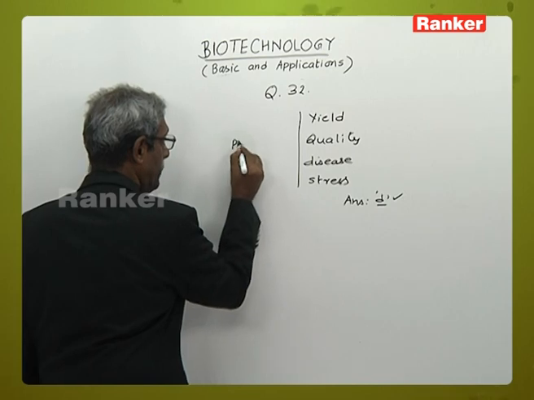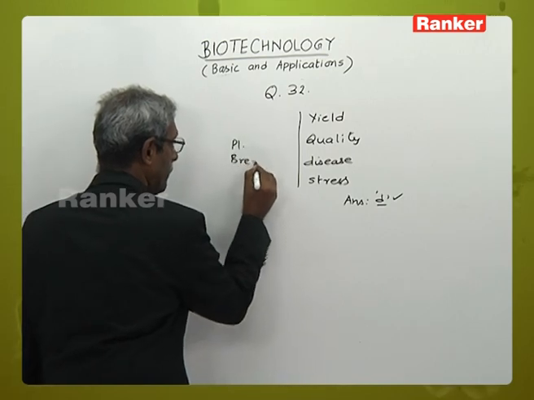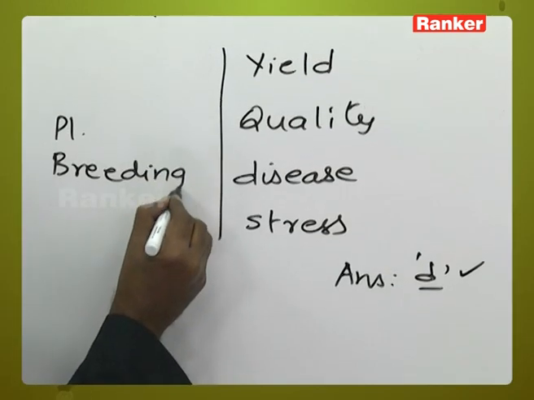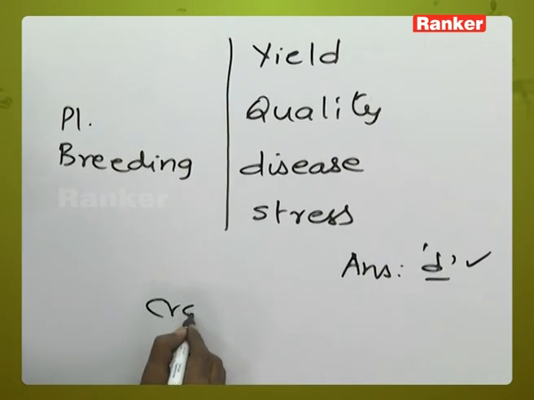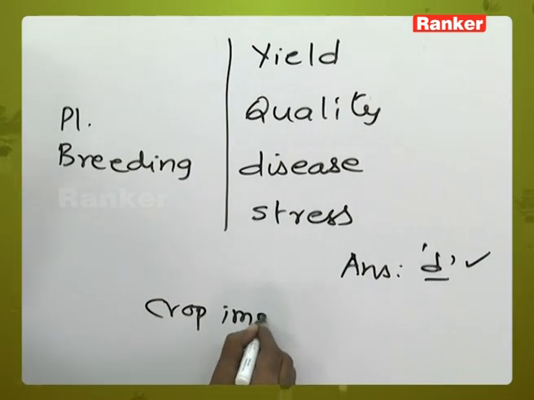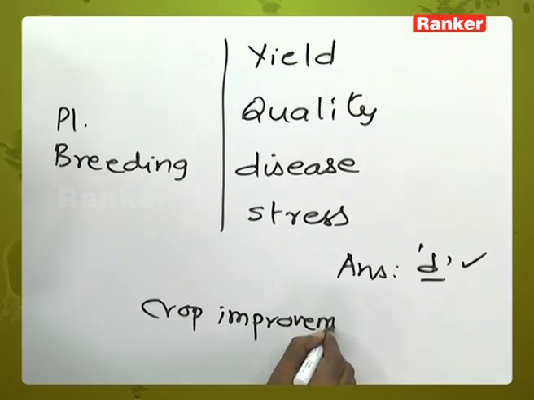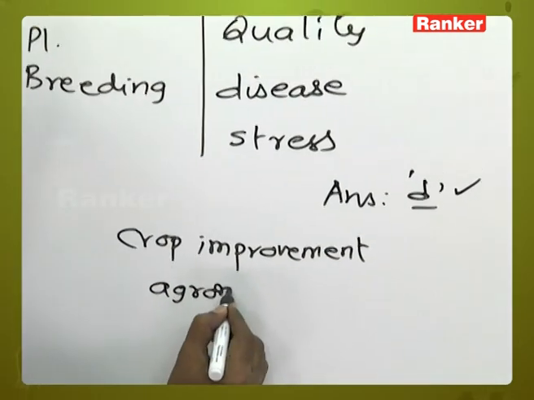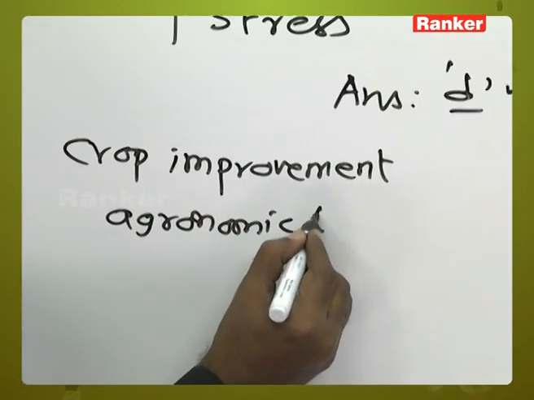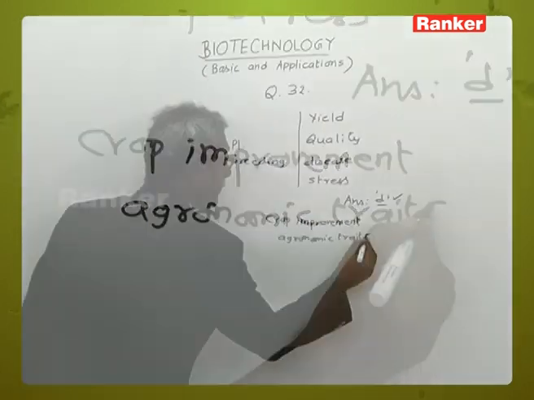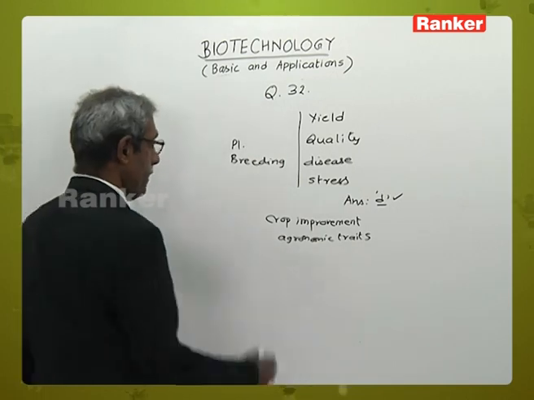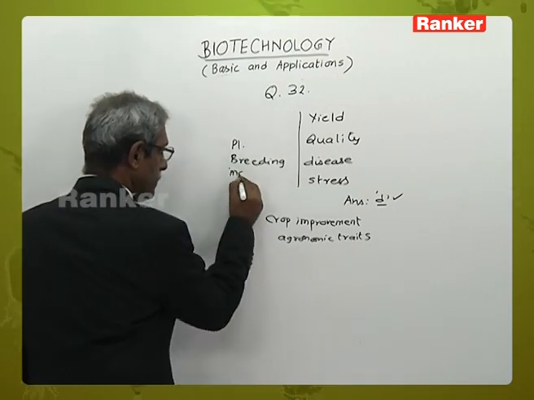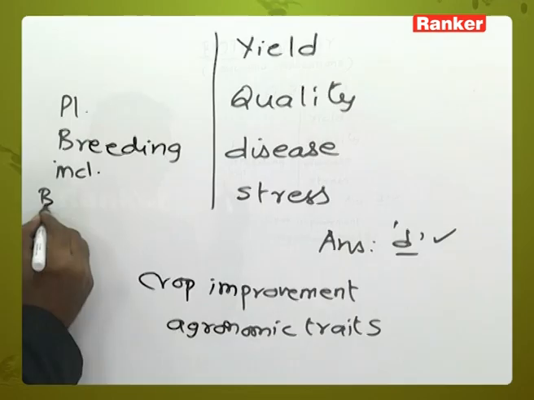So, plant breeding is a science which deals with crop improvement, especially with relation to improvement of agronomic traits. Plant breeding includes biotechnology.